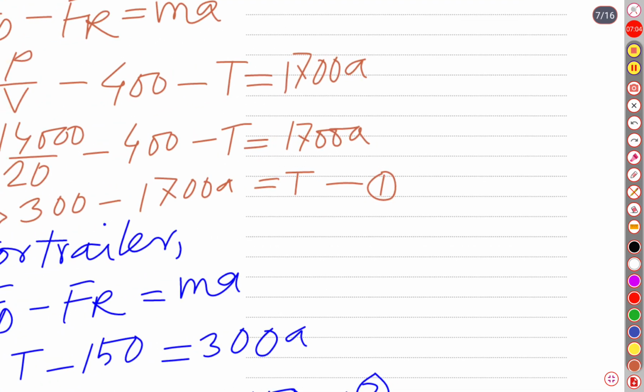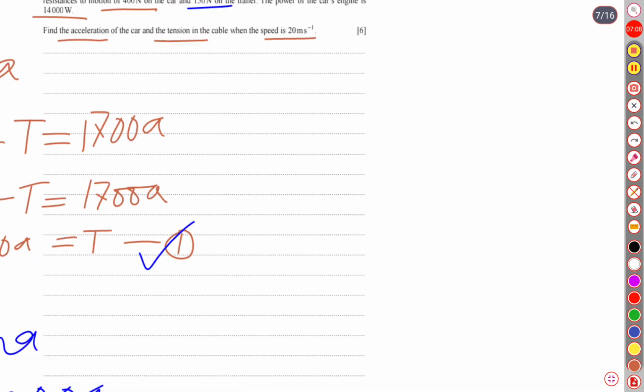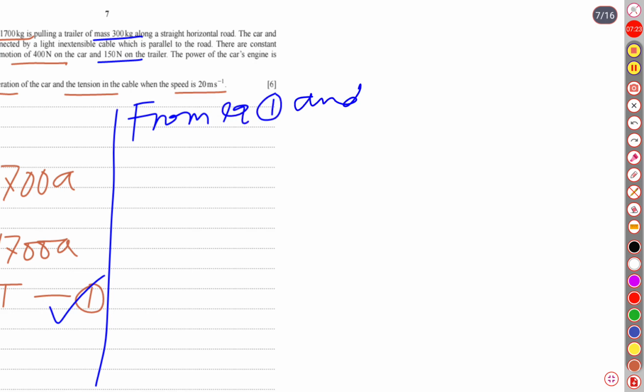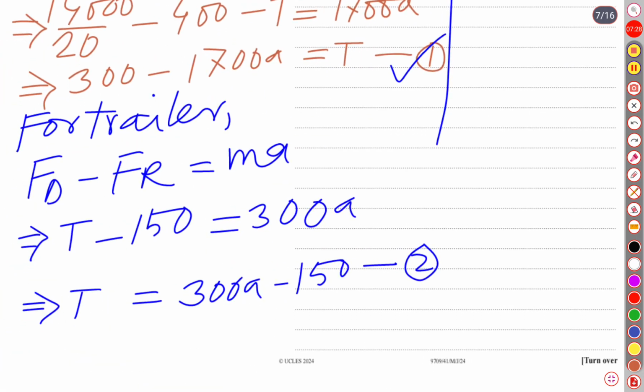300 minus, this is the first equation. First equation: 300 minus 1700a. From equations 1 and 2, look at this: in both equations, the left side is actually nothing but T, I mean tension. That means one of the sides is tension, so definitely the other side must be equal.